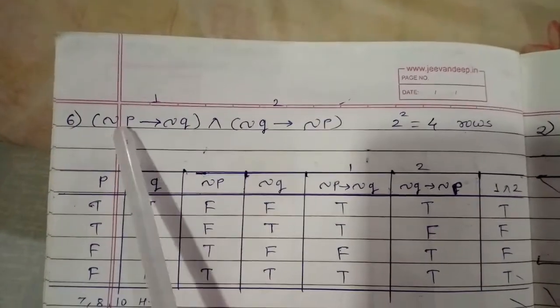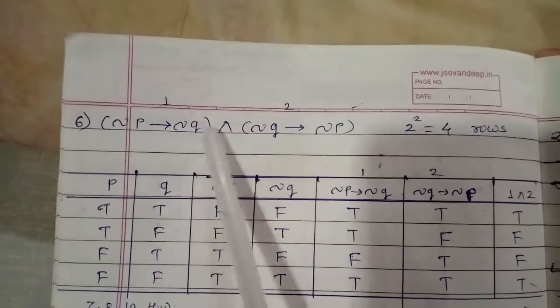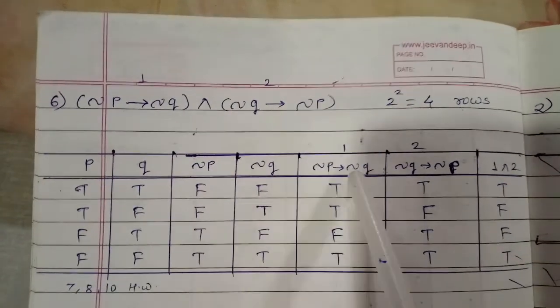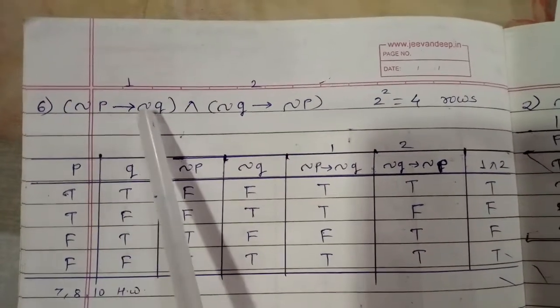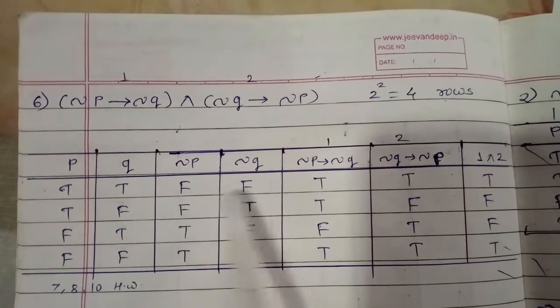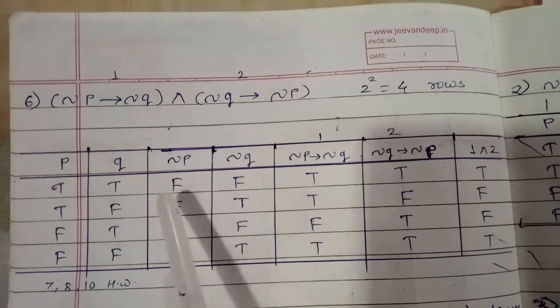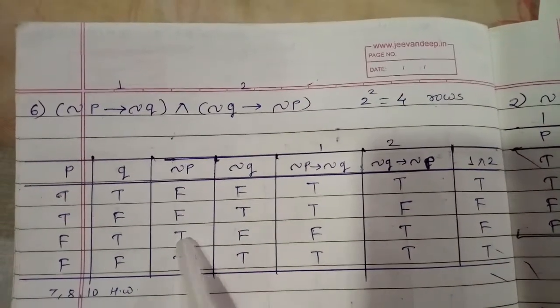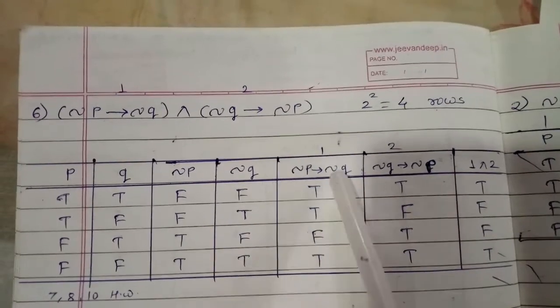Now see, first we have to find negation P and negation Q. You know how to find the negation. The next one is negation P, conditional negation Q. In between these two columns we have to apply the conditional. You know the rule for the conditional very well: if the first one is true and the second one is false, then it is false, otherwise it is true.